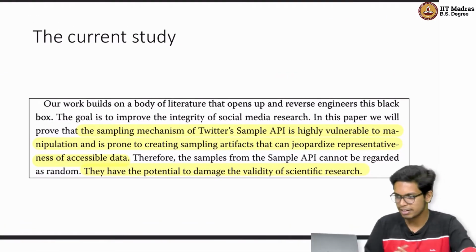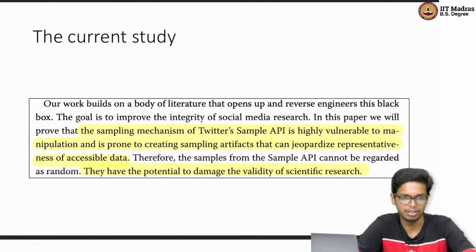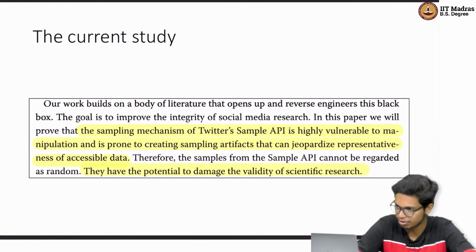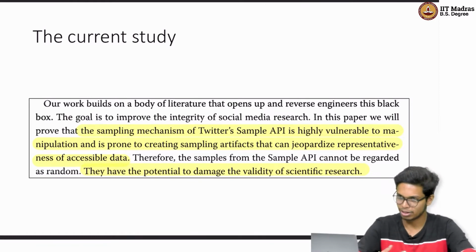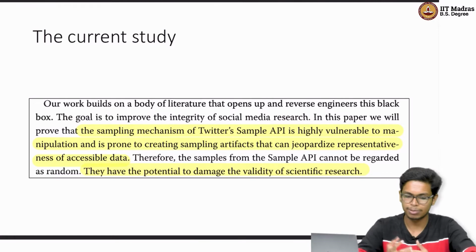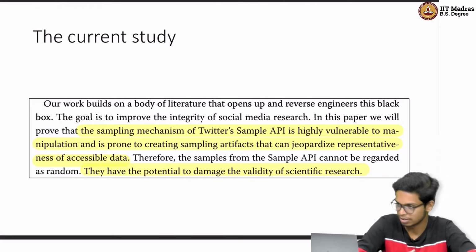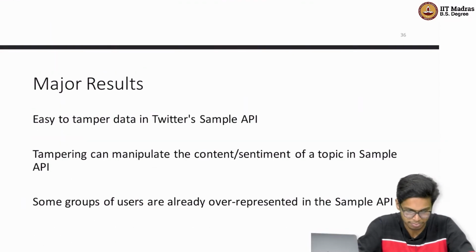So the current study investigates the vulnerability of sampling API, and whether it is prone to manipulation by external actors or bots or scammers. And if you are doing your analysis, doing your research on a very biased sample, it has the potential to damage the external and all sorts of validities of your scientific research.